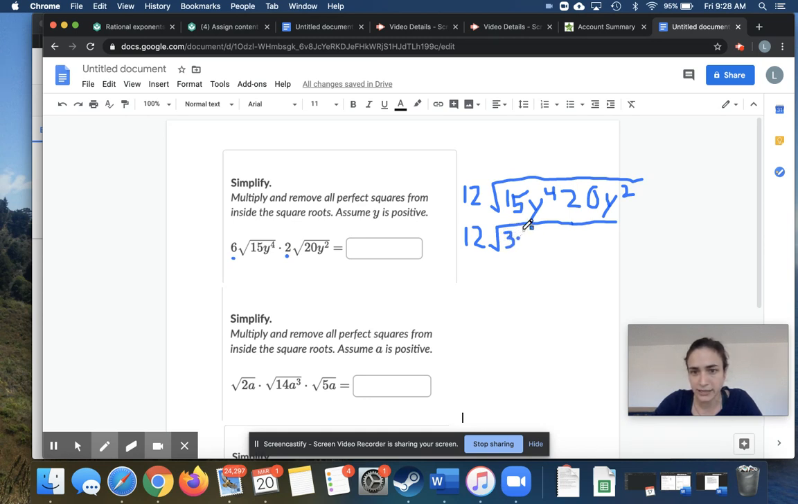So 15 I'll factor to be 3 times, oops, let me erase that. That was not what I meant to write. That's going to be 3 times 5, right? And then for the y's, that's going to be y, 4 of them. You guys know how I love expansion. So I would write out 4 y's here for the y to the 4th. And then for the 20, I'm going to call that 5 times 4. And then for the y squared, I'm going to call that y times y again.